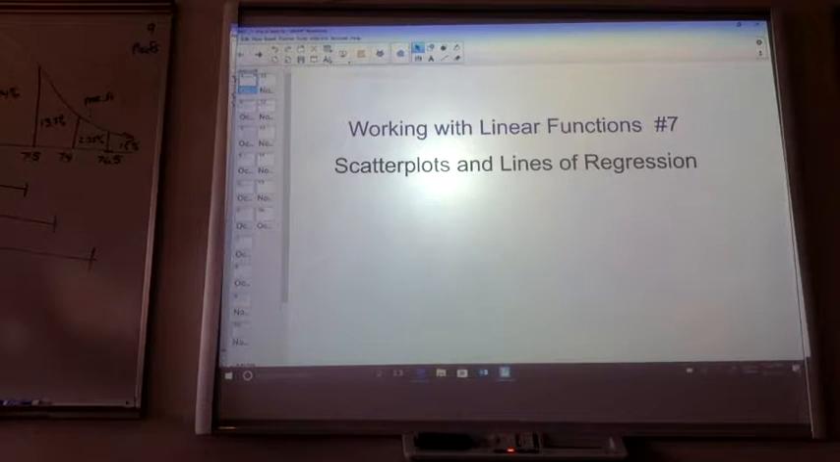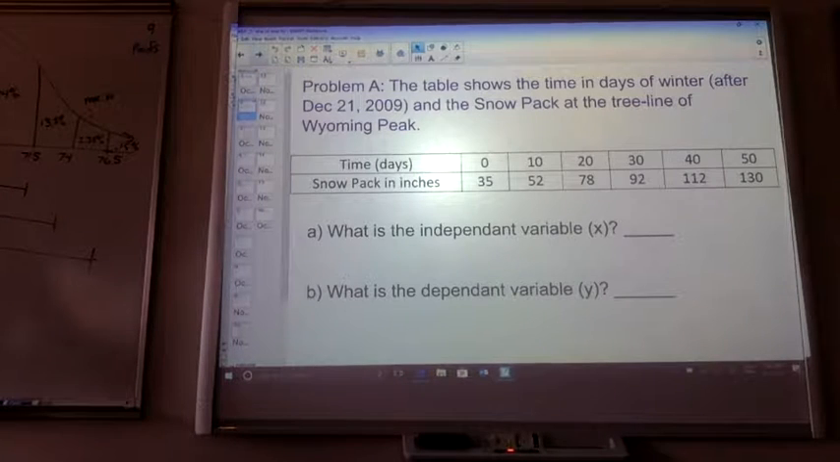But we're going to start talking about scatter plots and lines of regression. Okay, you've already done this in science. You've already created lines of best fit. Okay, so problem A shows the time in days of winter after December 1st, 2009, and the snowpack at the tree line of Wyoming Peak.